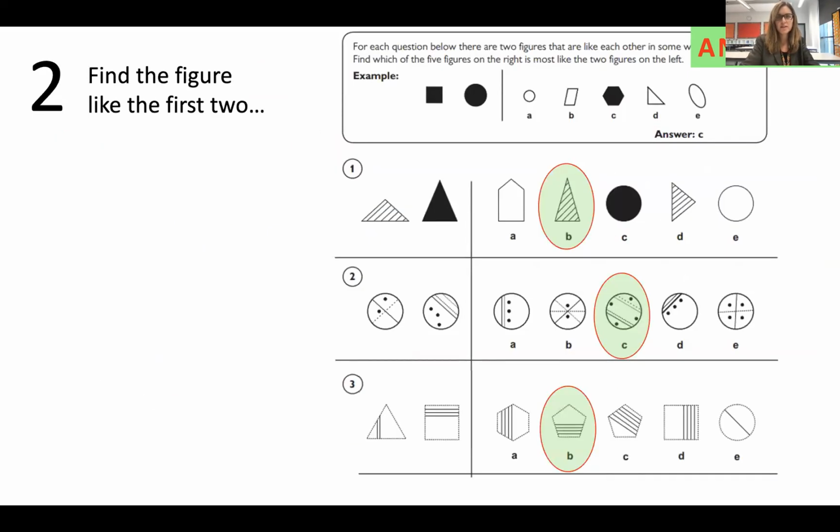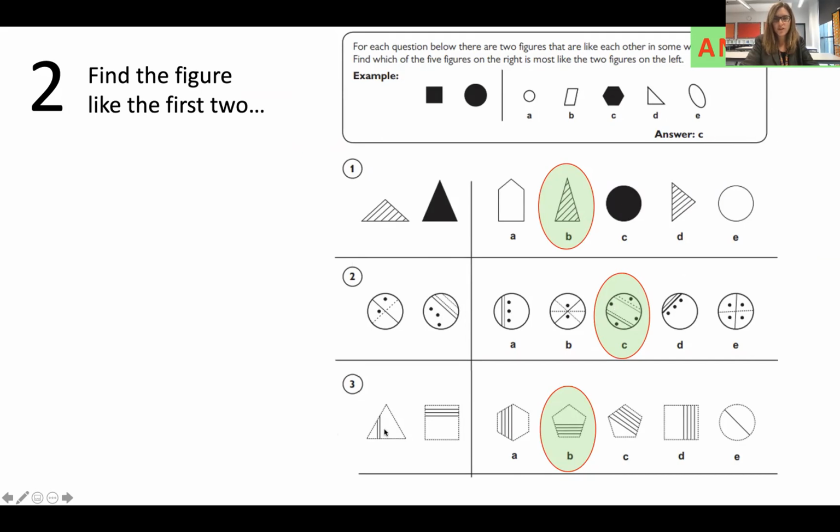Moving on to question 2. Okay, we're looking at finding a third figure that is most like the first 2. In this first example, this is the only triangle that has a horizontal base. We have a triangle here, but it does not have a horizontal base. Sometimes these are a little bit challenging to work out what is most like, what's most similar. And in this case, we've got a circle with 2 lines, 2 dots, a circle with 3 lines and 3 dots, and a circle in C, 4 lines, 4 dots.